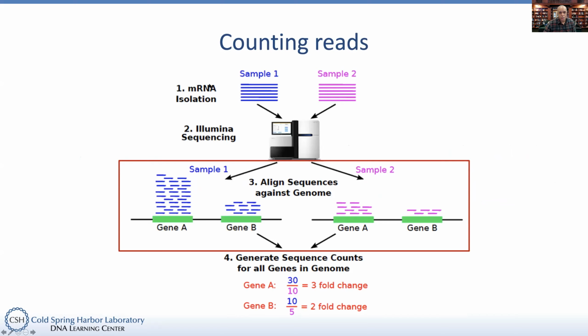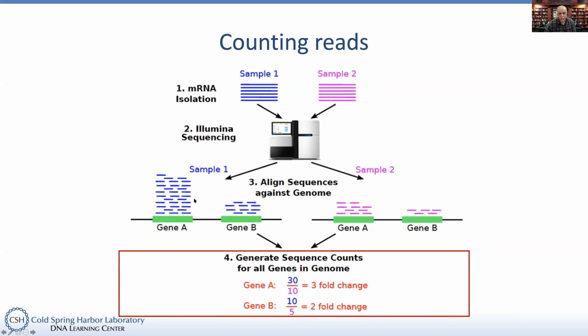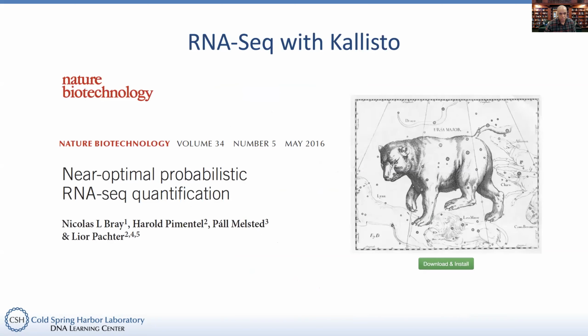We get samples, like in this case sample 1 and 2, from our sequencing machine, and each one of those little reads we need to map, and that's a computational process, to a location, and then we do some kind of counting. And counting also needs a bit of math that helps us understand what is a fair count, and we'll talk about that.